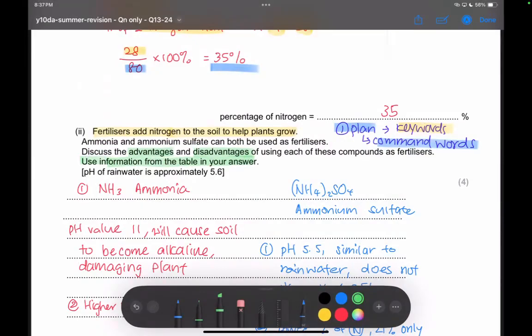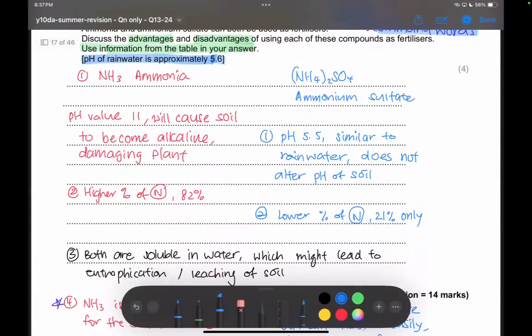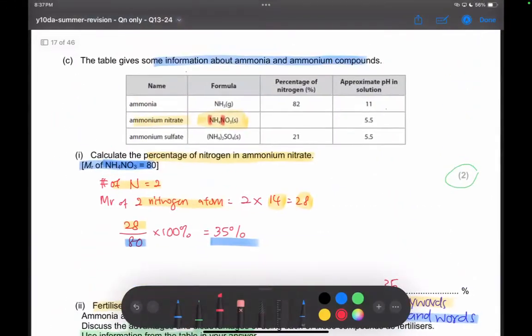They give us a little bit of hint and clue here that the pH of rainwater is about 5.6. So I split my answer into essentially 2 columns, so you can see that. You can also write like that in exam, a table, and then you just put point form. If I were to look at ammonia, which is the one in the first row, what's so interesting is that the pH is 11. So I'm using the title of the table to guide me in what to write.